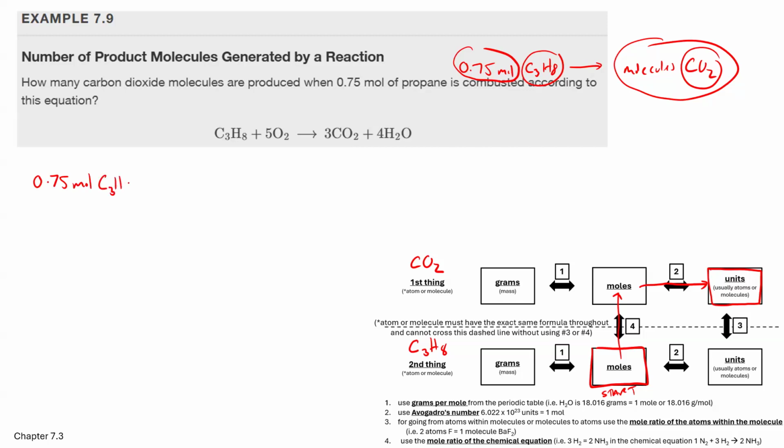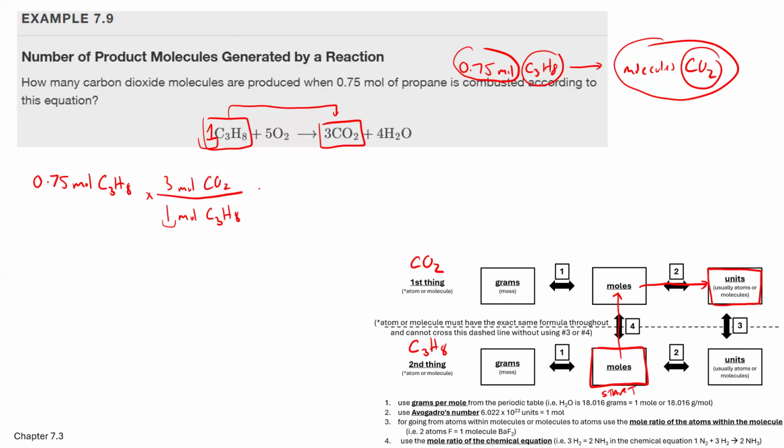Moles of propane, C3H8. Since we're crossing 4, we're going to need the mole ratio of the chemical equation. Let's look at it more closely here. 1, and we're trying to go here, which is a 1:3 ratio. Let's write that out. Since we have moles of C3H8 on top, we have to have moles of C3H8 on the bottom, propane, right? And since there's no number there, it's a 1. Up top is going to be 3 moles of CO2.